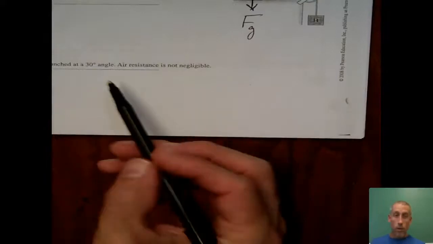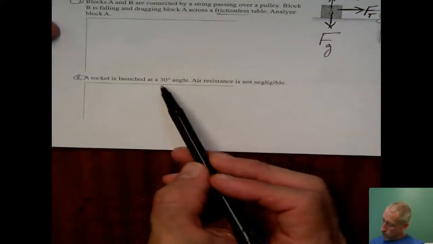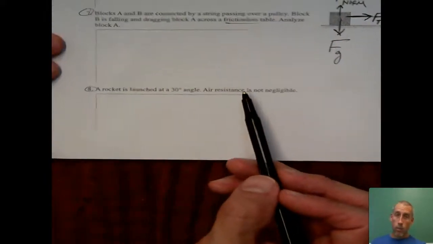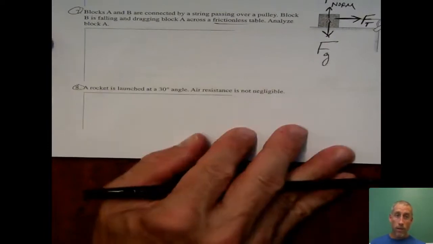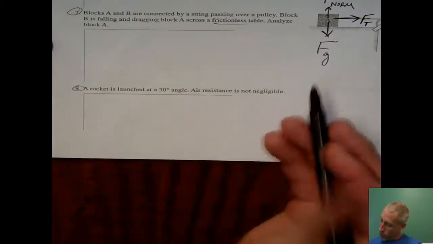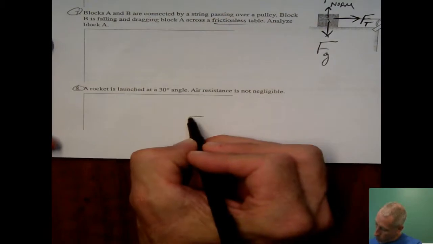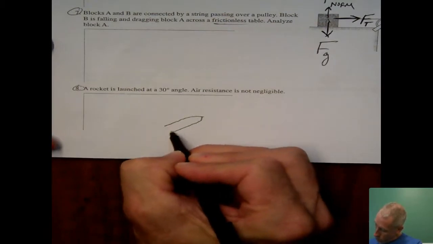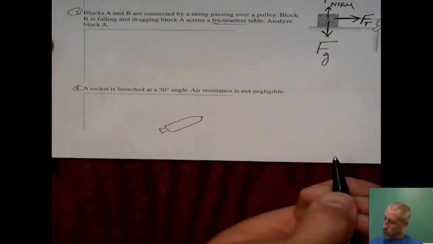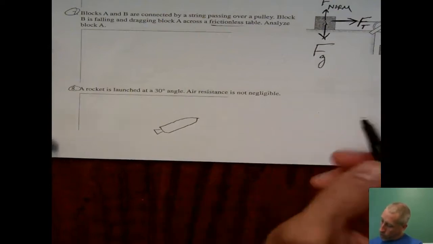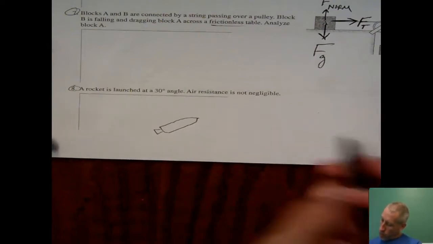On this last one, a rocket launched at a 30-degree angle. Air resistance is not negligible. Well, of course, with a rocket moving as fast as it is, it has to be important. So I actually might draw something that looks like a rocket here. Doesn't need to be anything real fancy. Going at a 30-degree angle. So we would have what?